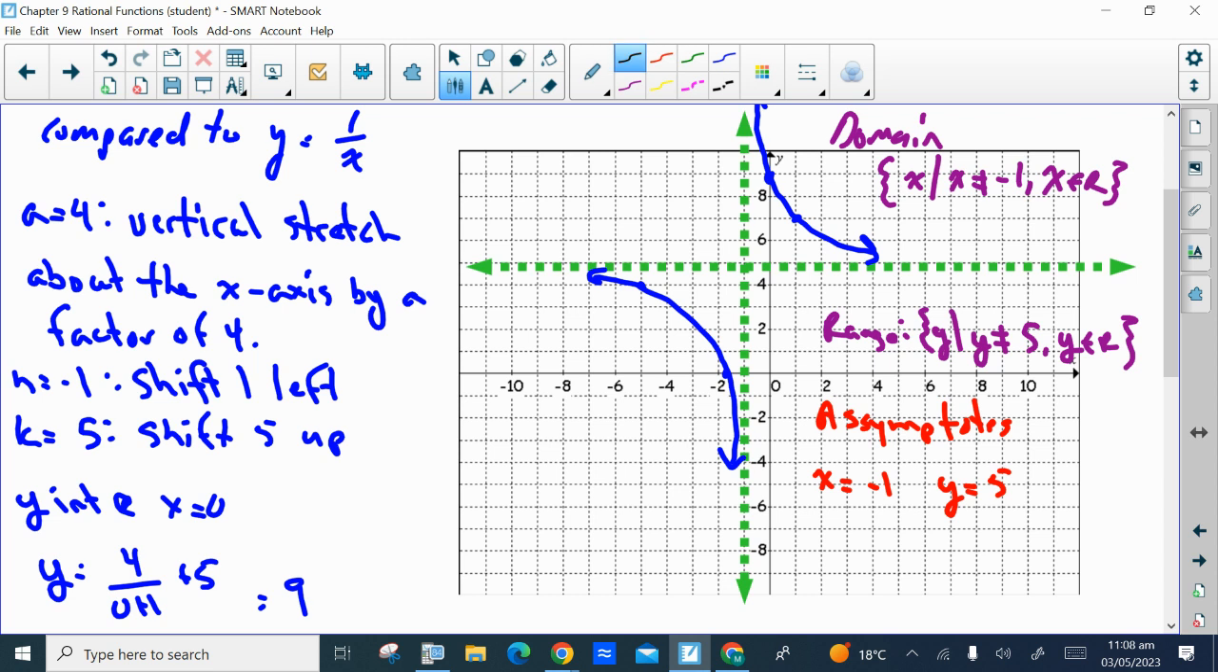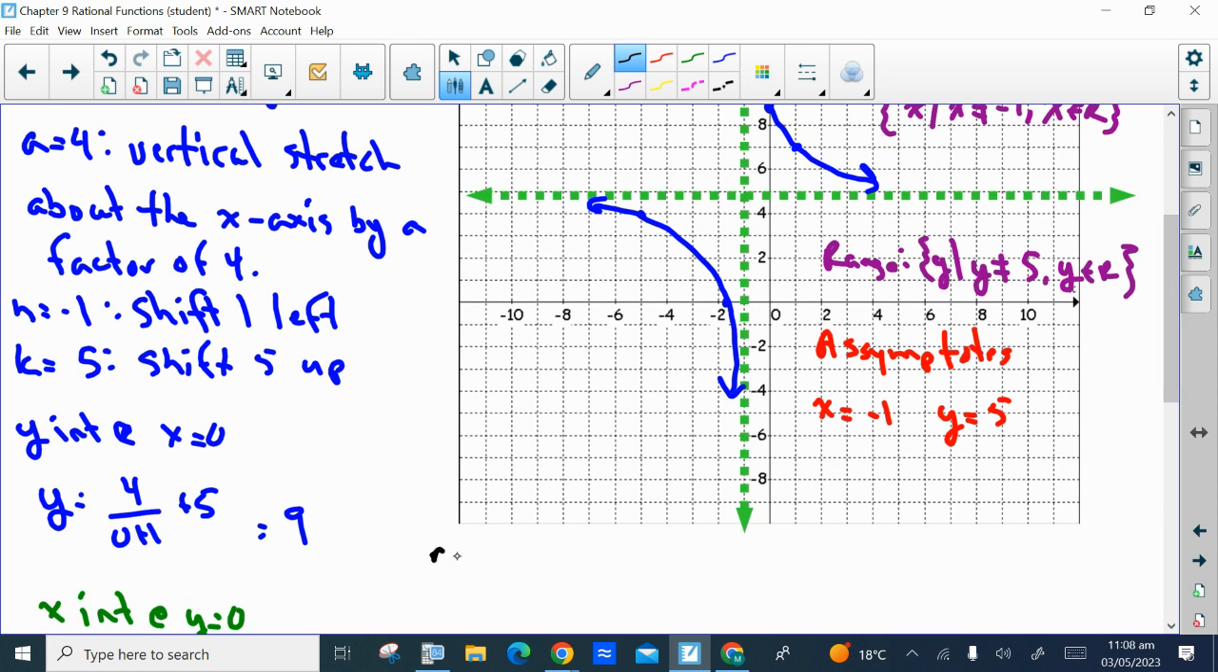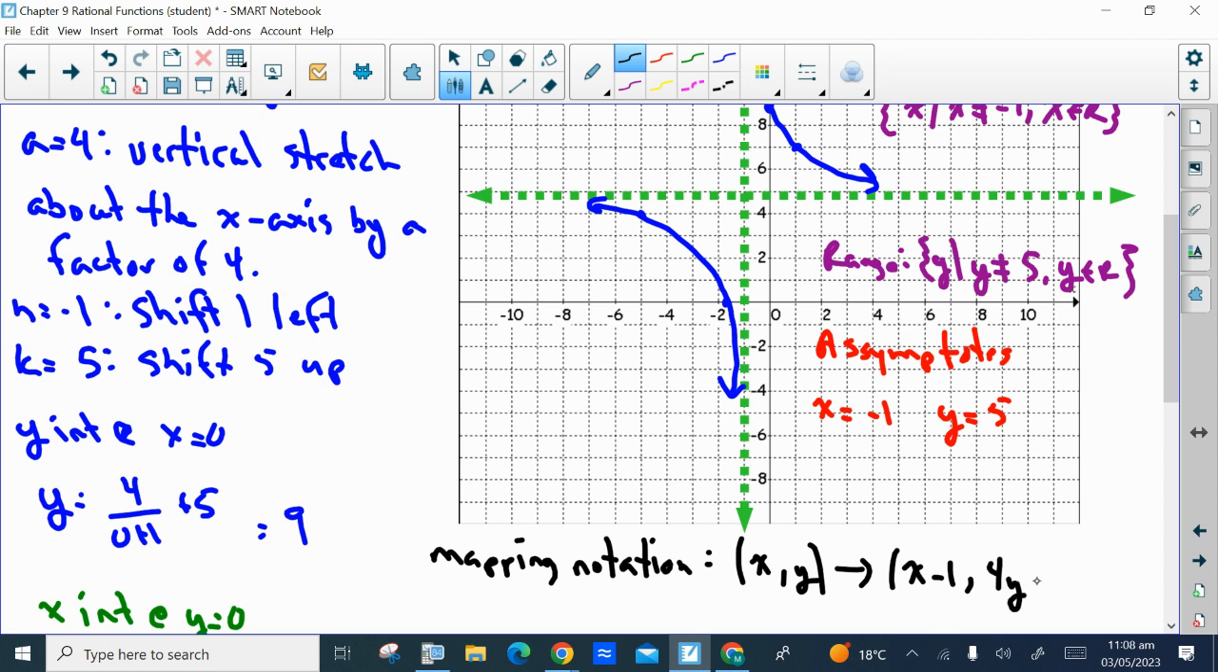And finally, if we wanted to state our mapping notation, x will map into x minus 1 because we're going 1 to the left. We're vertically stretching by a factor of 4, so y is multiplied by 4 and then increased by 5 because we're going up 5 units.